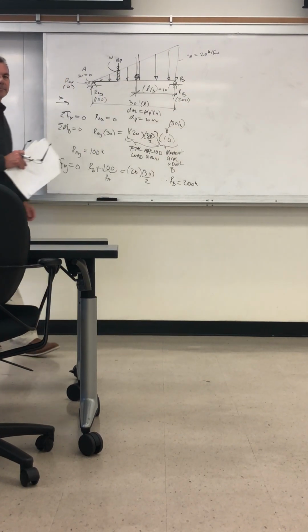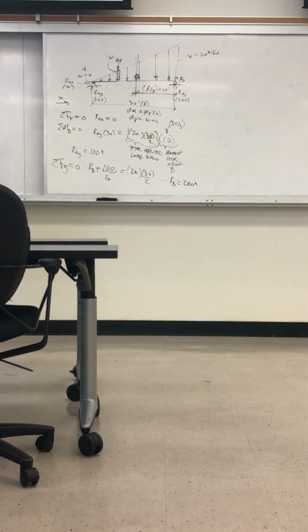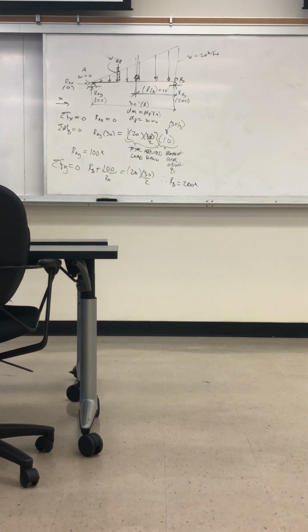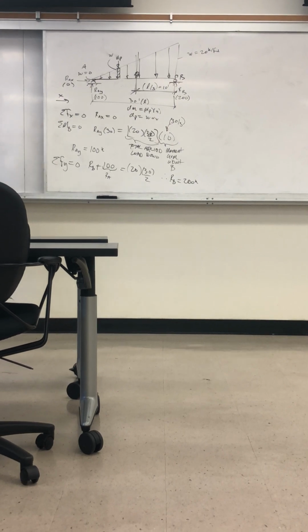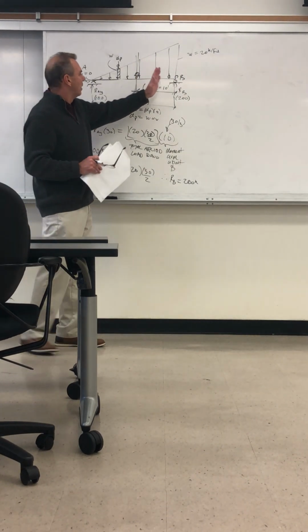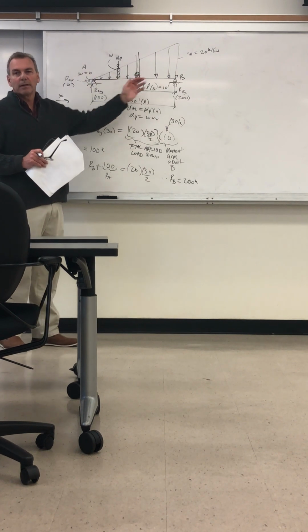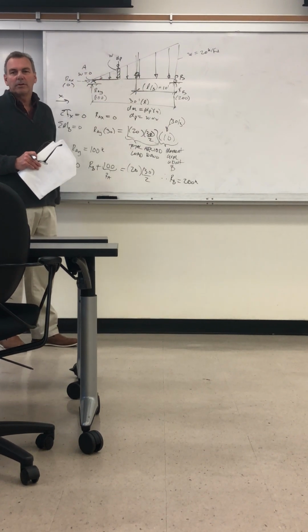For the triangle, for the centroid, we can always use 1/3 of the total distance to find the centroid distance. For a triangular shape, it's always at 1/3 if you're going from this side, and 2/3 if you're going from this side. So if the triangle's turned around, it's 2/3. Gotcha.